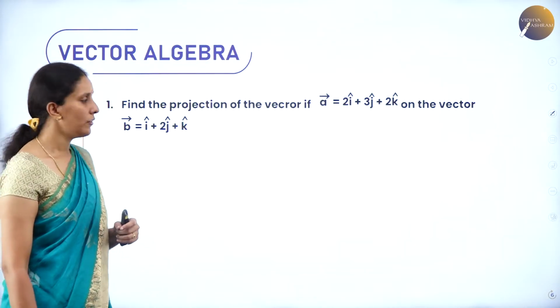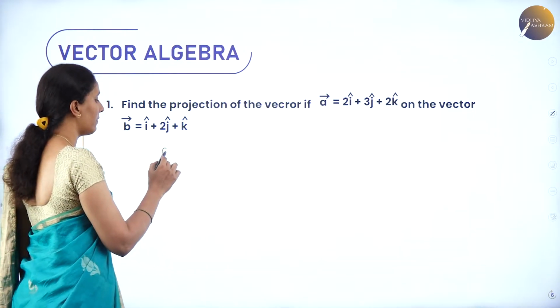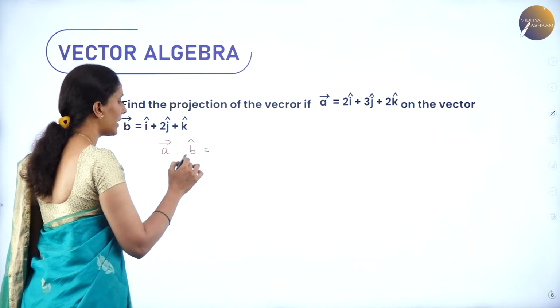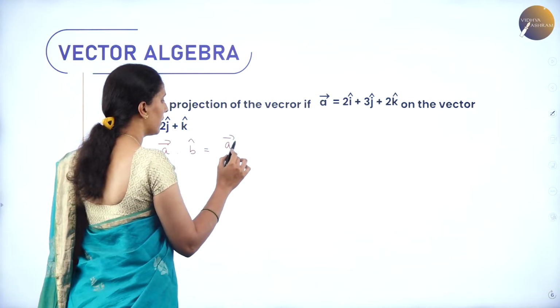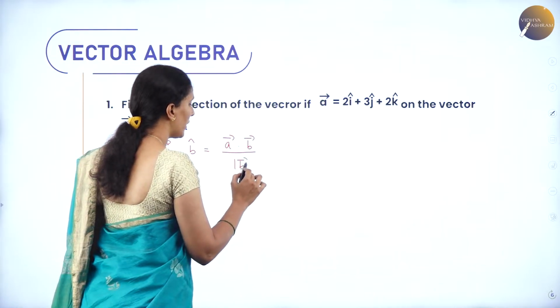k. Now, what is the formula to find out the projection of vector A on vector B? It is given by vector A dot B cap. And B cap is nothing but vector B divided by the magnitude of vector B.